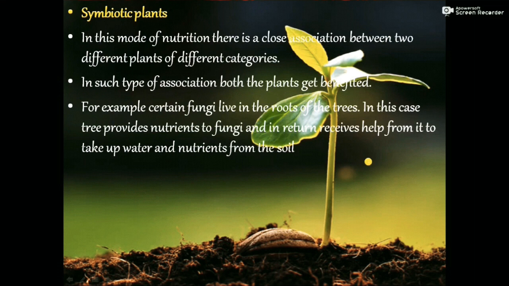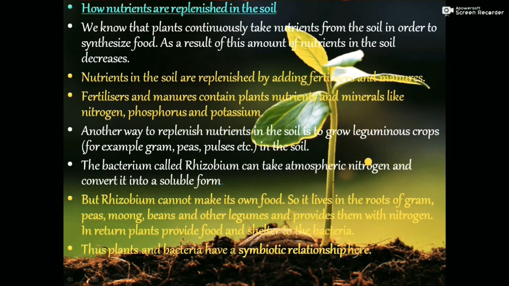Now the question is how the nutrients are replenished in the soil. Plants continuously take nutrients from the soil in order to synthesize food. As a result, the amount of nutrients in the soil decreases. Nutrients in the soil are replenished by adding fertilizer and manure. By adding fertilizer and manure, nutrients like nitrogen, phosphorus and potassium are returned to the soil.